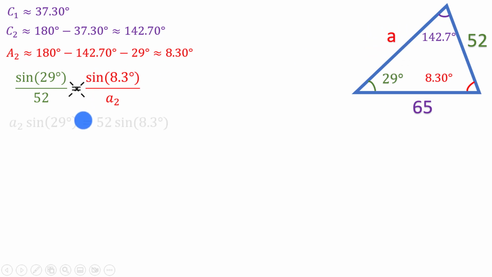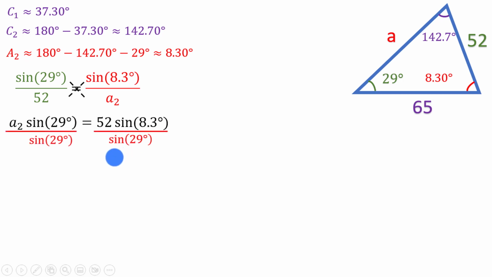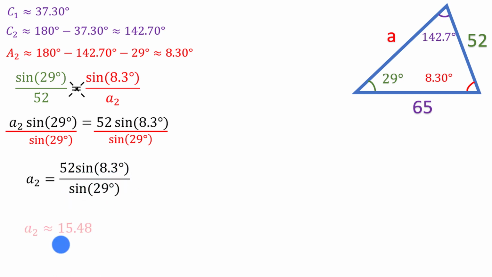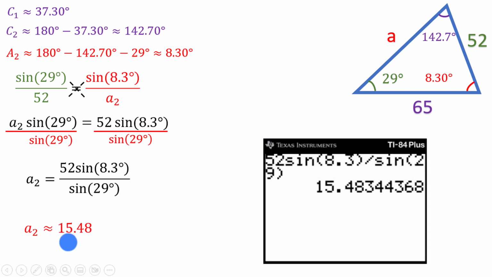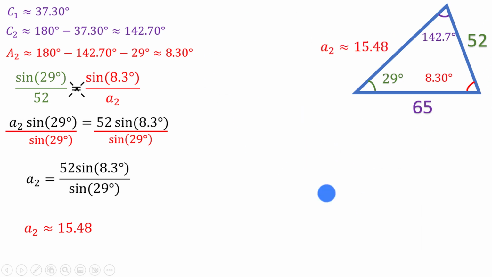If we cross multiply, we will get that A2 times sine of 29 degrees is equal to 52 times sine of 8.3 degrees. Dividing both sides by sine of 29 degrees, we will get that A sub 2 is equal to 52 times the sine of 8.3 degrees divided by sine of 29 degrees. If we plug this into our calculator, we will find that A2 is approximately equal to 15.48. We can place this value onto the triangle to finish our second triangle. This is the second possible solution for our triangle.